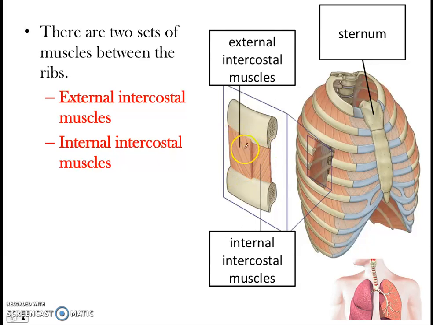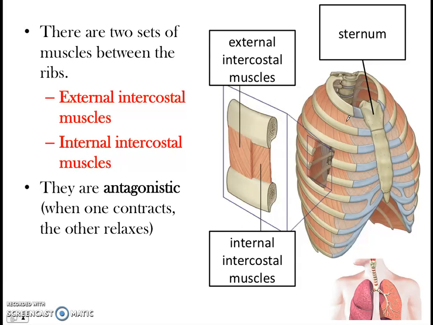Okay, so the external intercostal muscles and the internal intercostal muscles. You can see here the muscles between the ribs. And actually, if we just look at the rib cage in this way, we can only see the external intercostal muscles because the internal ones are underneath. Right? So two sets of muscles between the ribs, and these are important, as we shall see, for breathing.